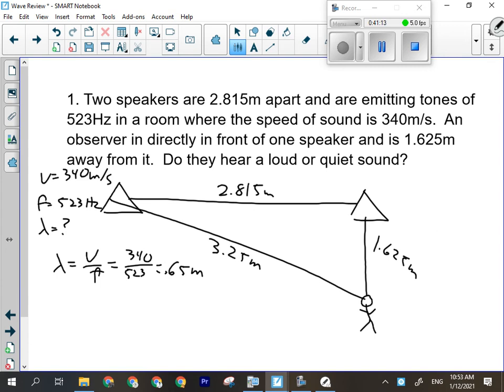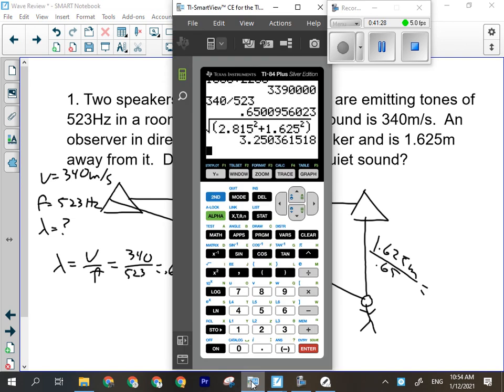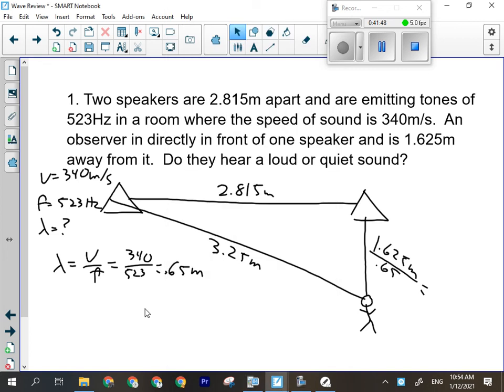Now that I know that, I can calculate the number of wavelengths in each side. I simply do that by taking the distance and dividing it by the wavelength, which I found to be 0.65. I'll keep all my decimals here just so that I'm following all the rules of motion. So 1.625 divided by that, okay, so that's 2.5. So there's 2.5 wavelengths here.